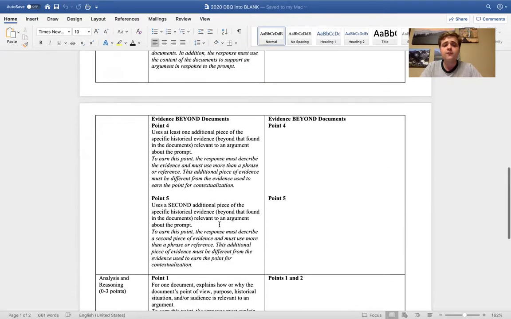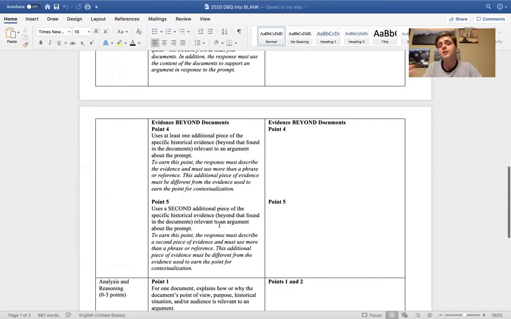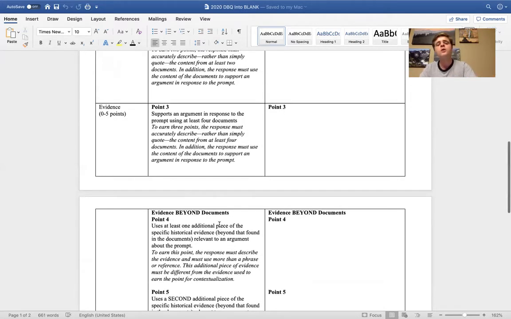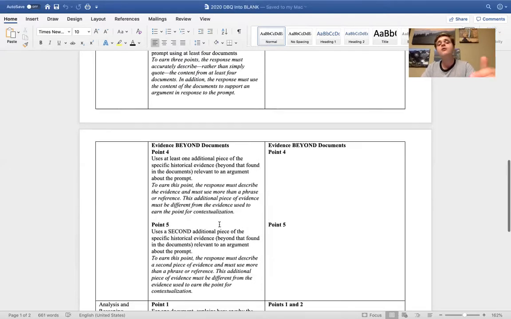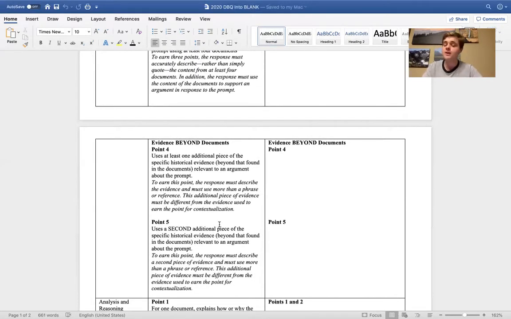You're also going to have to use evidence from beyond the documents. We'll get back to how you're going to introduce it in just a second, but here are the final 2 pieces of evidence you'll use. Again, 4 documents, paraphrased or summarized content from the documents, and now evidence beyond the documents. And if you remember back to your document analysis packet, there was a section for outside information.